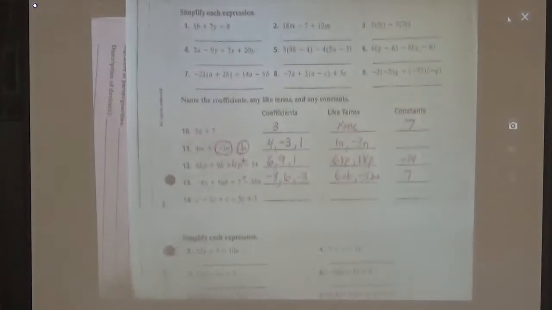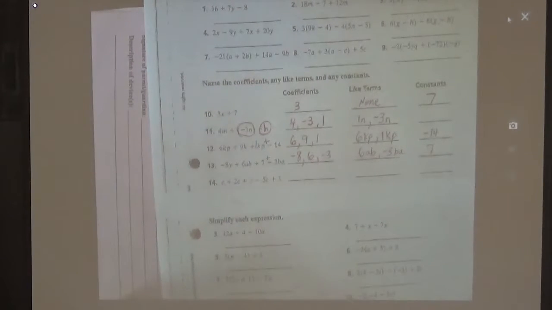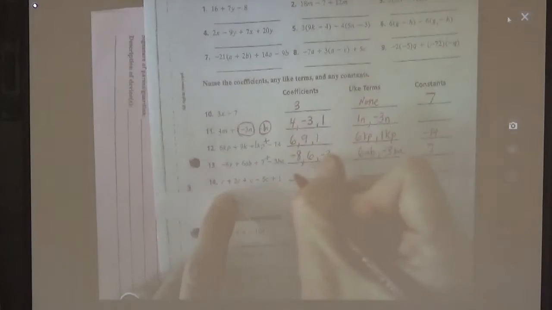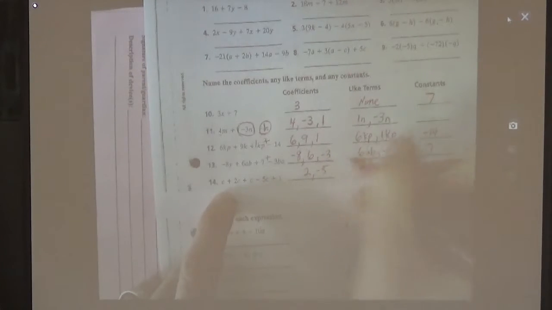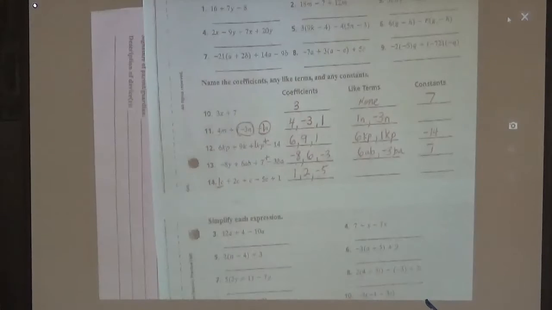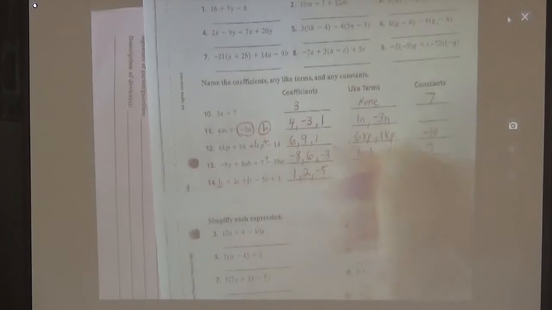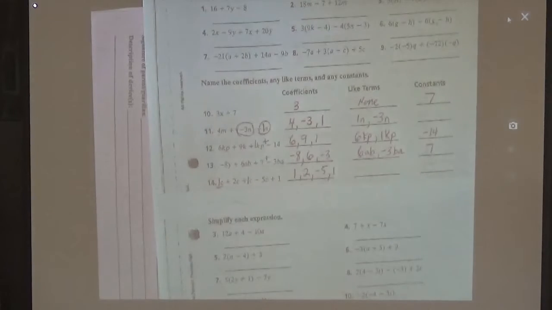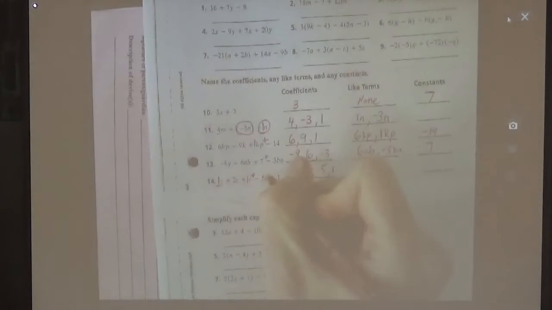Last one. What are the coefficients? Otto? 2 and negative 5. Yep, those are correct. 2, negative 5, and 1. There was one, because of that 1 in front of the C. But there's also a C over there, and we could put another 1 there. So there's 2 1s. And we put a plus sign in because this is a negative 5C.